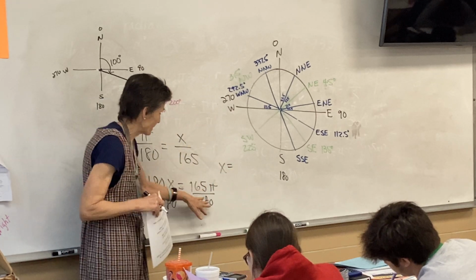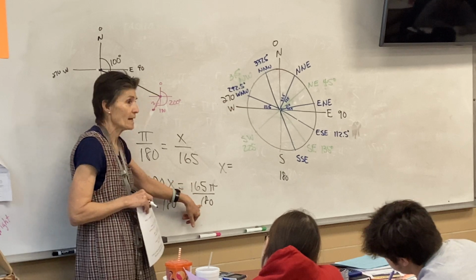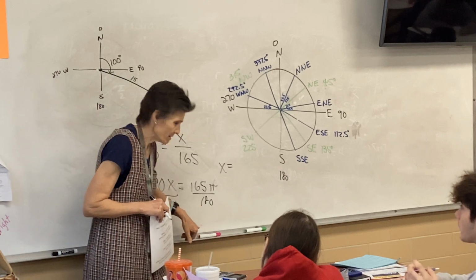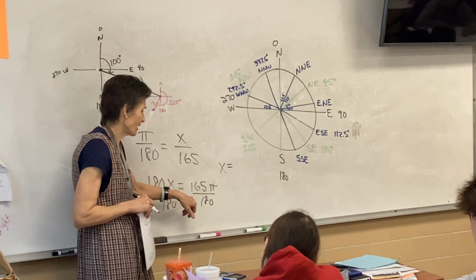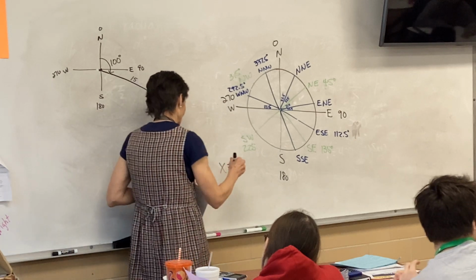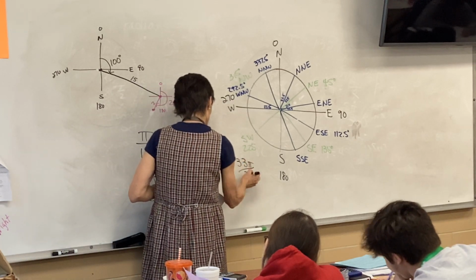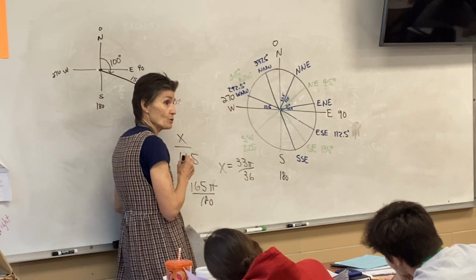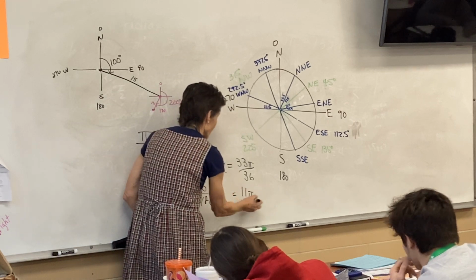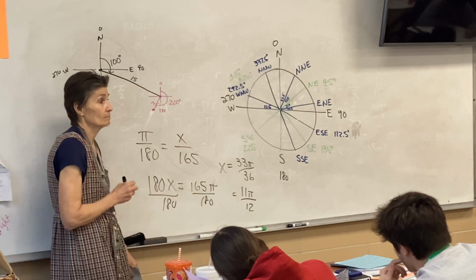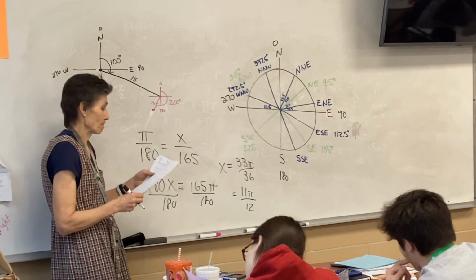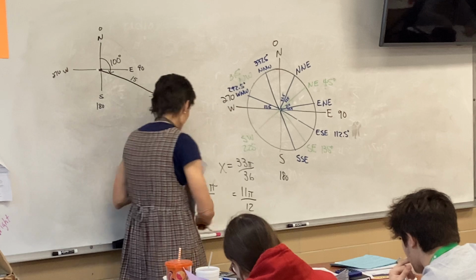Now, there's no zeros to cancel here, but 165 and 180 are clearly both divisible by 5. Mackenzie, that's not divisible by 2. Okay, so what's 5 into those guys? 33 over 36. Oh gosh, those are divisible by 3. So my final answer is going to be 11 pi over 12. Okay, easy.